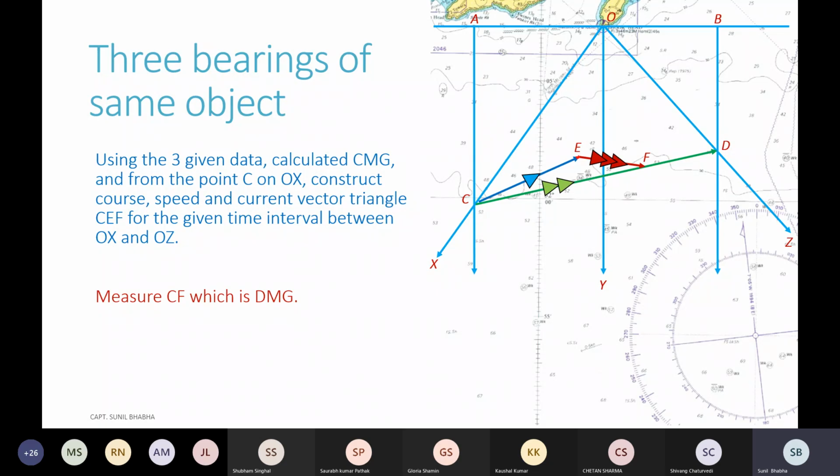Now we can measure CF side of this triangle, Charlie Foxtrot. This side CF is the distance made good by the ship in this time interval. That is the time interval between the first bearing and the third bearing. When we have this distance made good available to us, we can calculate the speed made good by the ship.